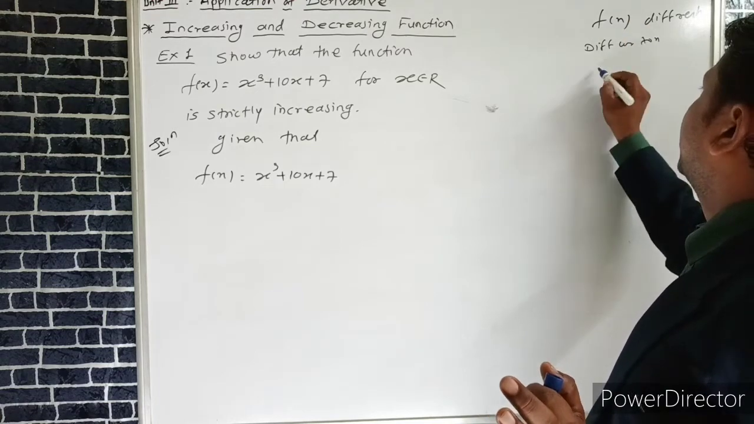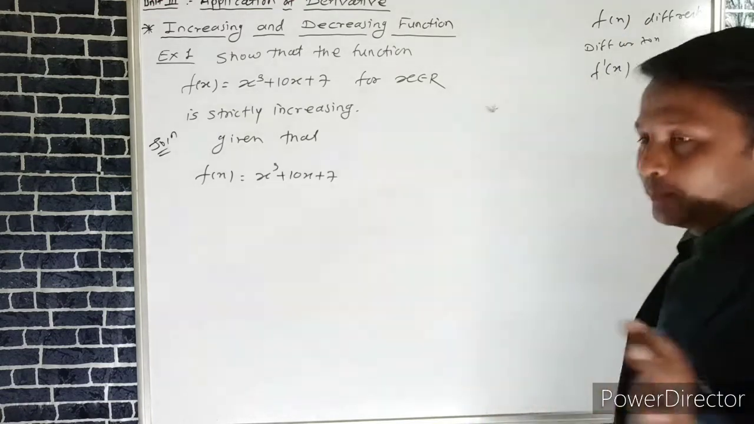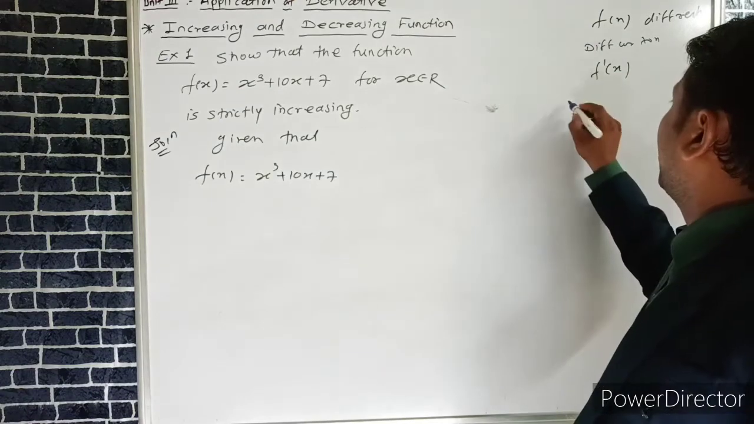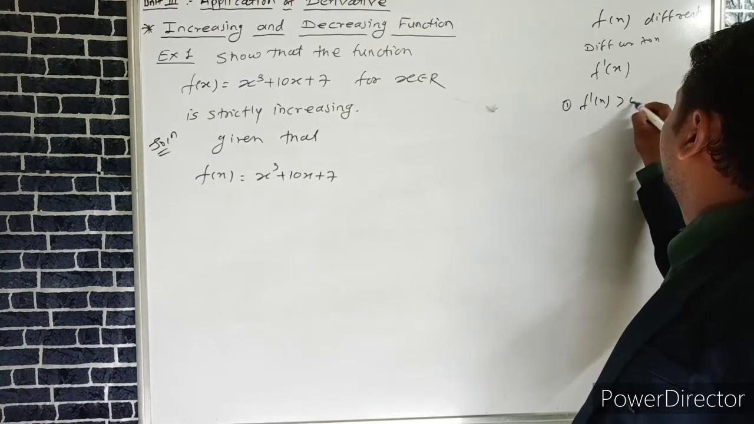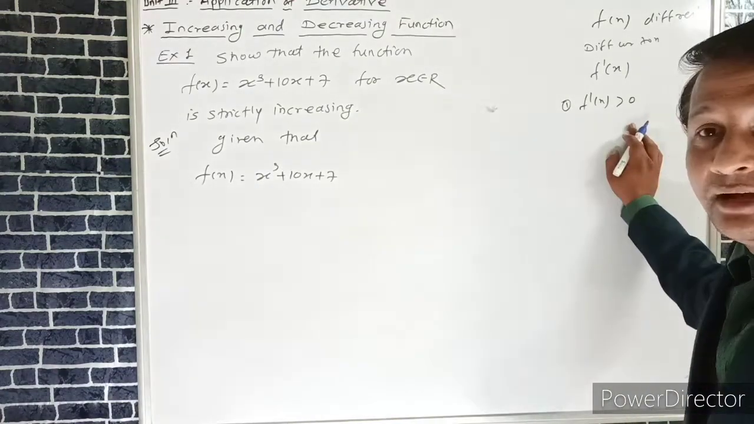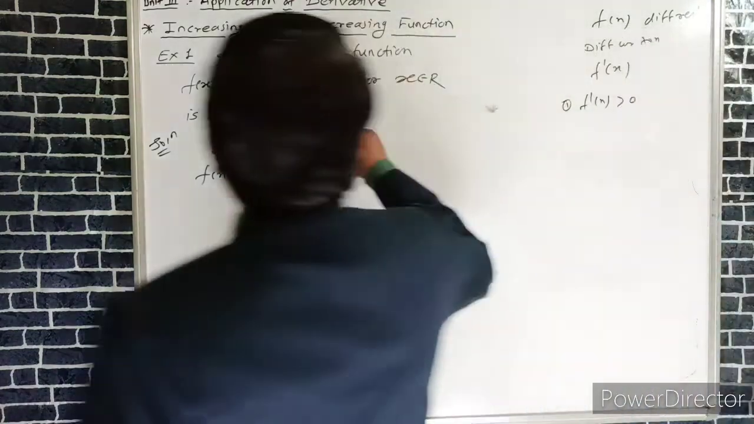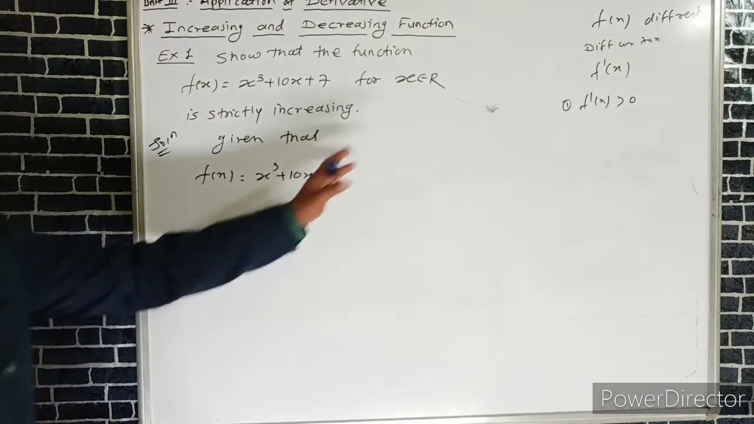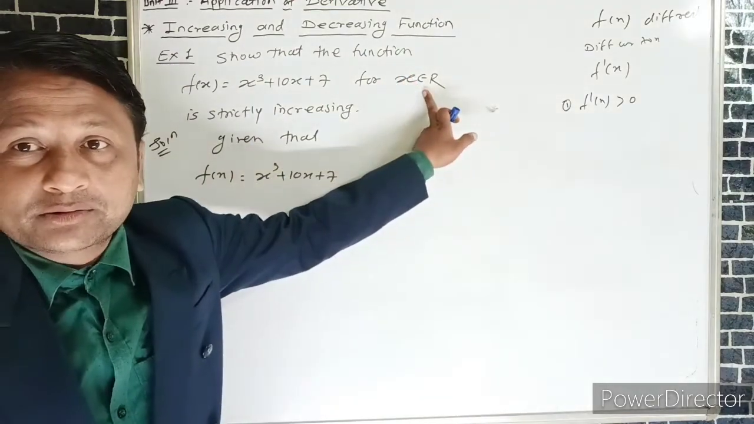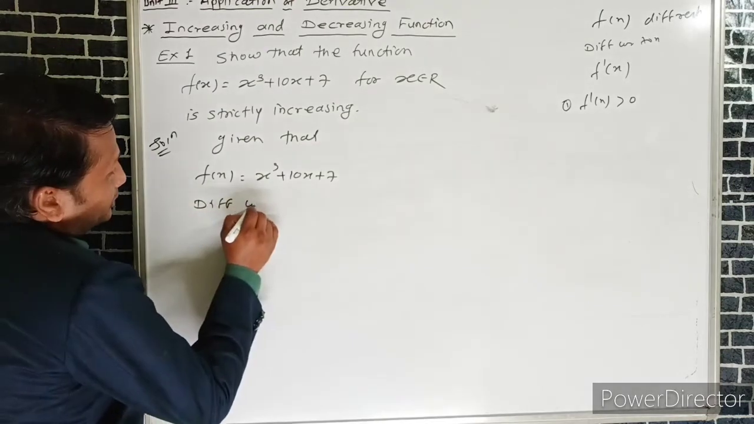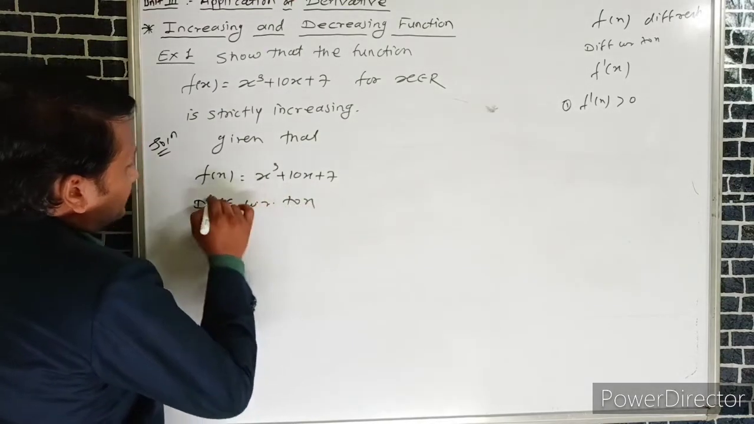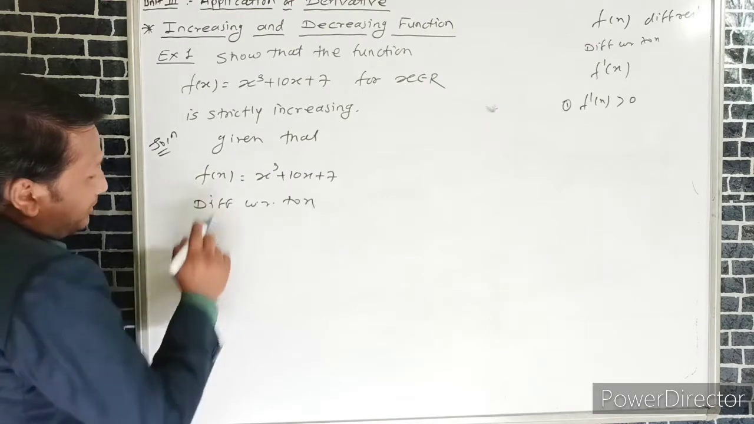After differentiating, we get the derivative of f of x. If this derivative, f dash of x, is strictly greater than 0, then we can say that the function is strictly increasing at x equals a, or for x belonging to the real numbers. So first we differentiate the given function with respect to x.